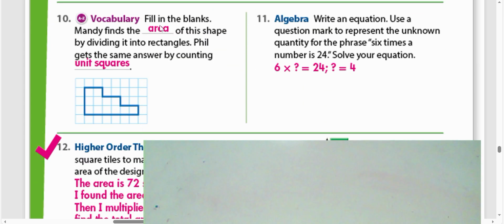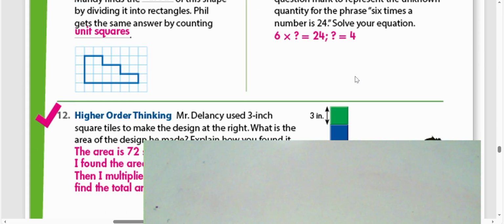Look at here, fill in the blanks. Main finds the area of this shape by dividing into rectangles. Bill gets the same answer by counting unit squares. Algebraic equation: use a symbol that represents the unknown number. For the phrase 6 times a number is 24, 6 times what equals 24? 6 times 4 equals 24. Then the number here will be 4.